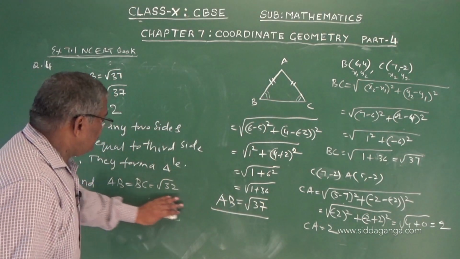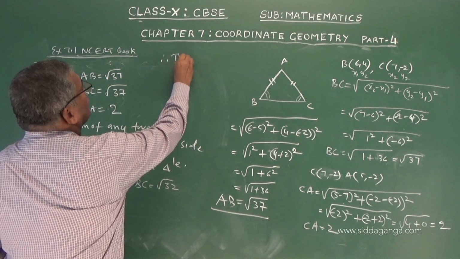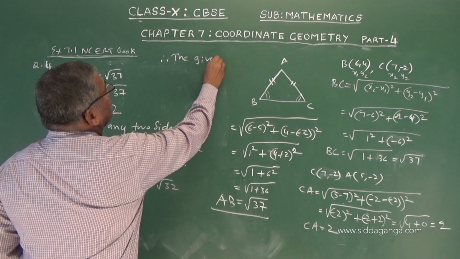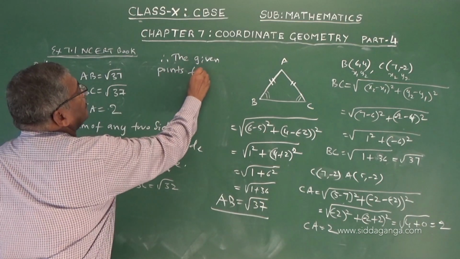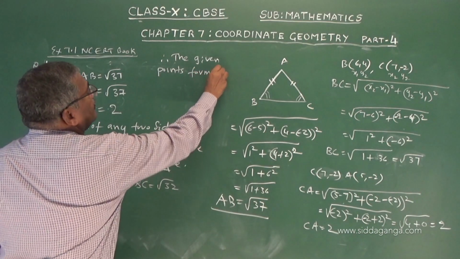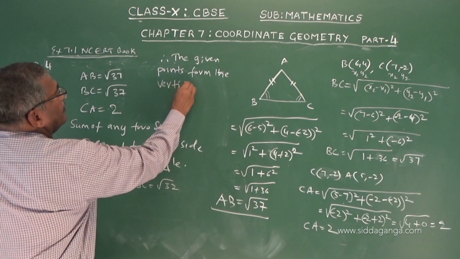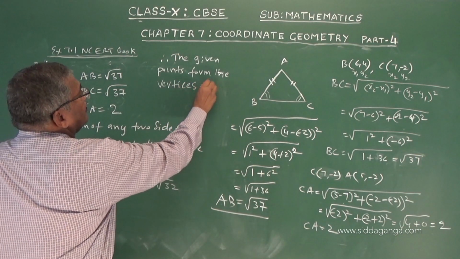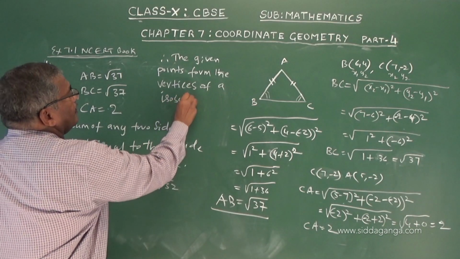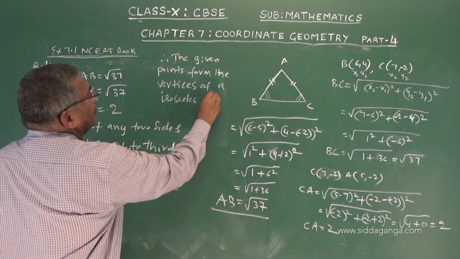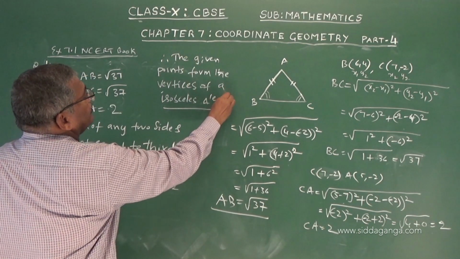So otherwise I will write it clearly. So therefore the given points form the vertices of an isosceles triangle. So this should be your conclusion.